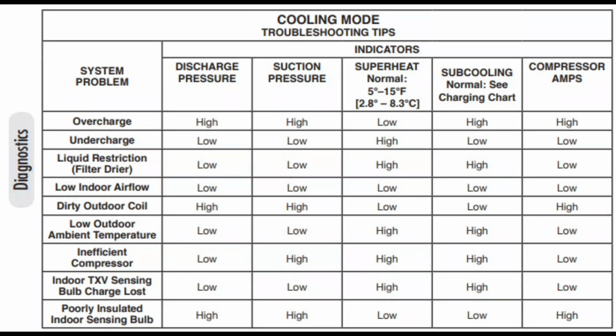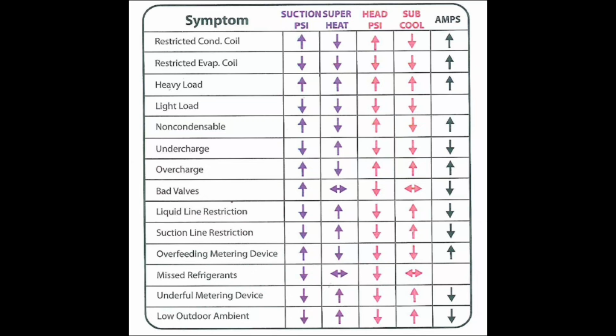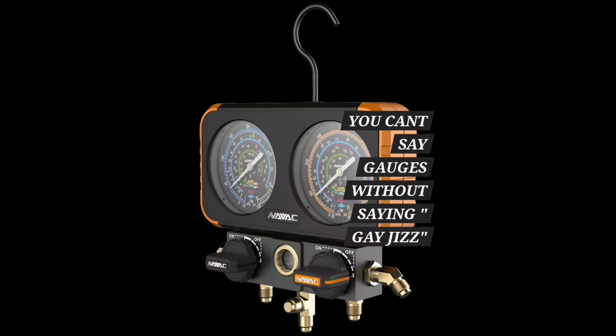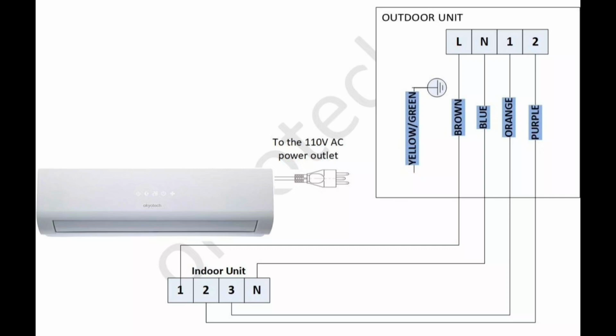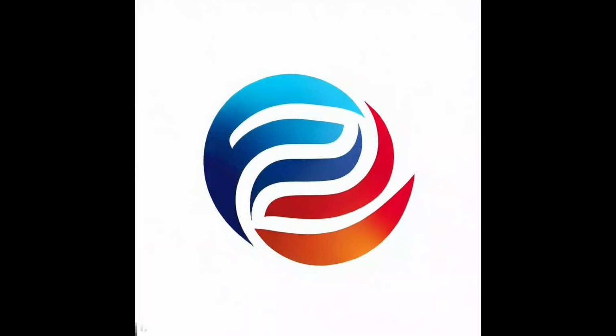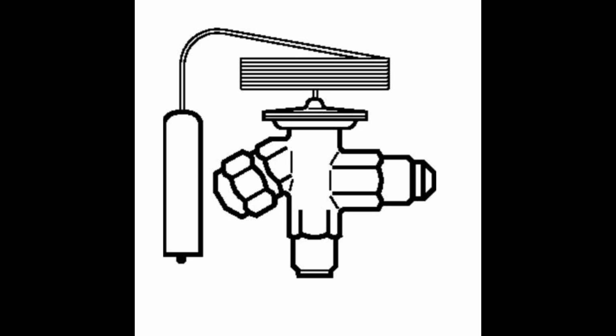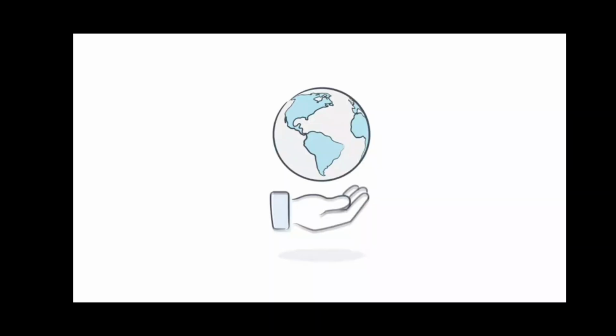We've all been there. It's like, where do you even start? It's like trying to decipher a secret code. So I think before we dive into the pressure gauges and charts and all that, we should probably rule out the simple stuff. Like, is it plugged in? Is the thermostat set correctly?